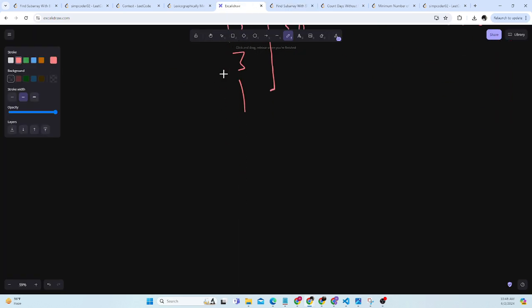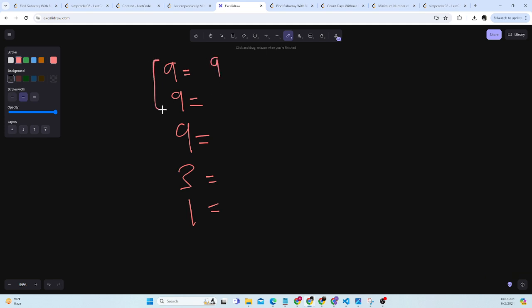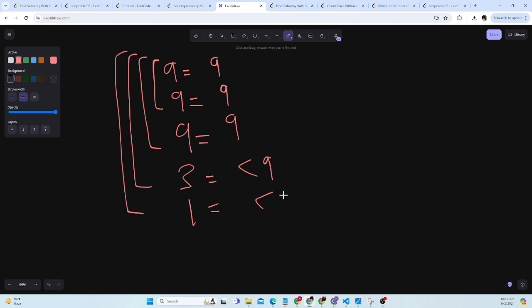But there is one problem that I thought initially: if there are duplicate elements, let's say 9, 9, 9, 3, and 1. The bitwise AND of these two will be 9. The bitwise AND of these three will be 9. Bitwise AND of these four will be something less than 9, and of course the next will be less than 9. So we see that if consecutive adjacent elements are equal, the bitwise AND will remain constant.